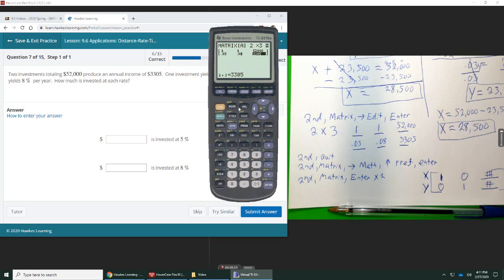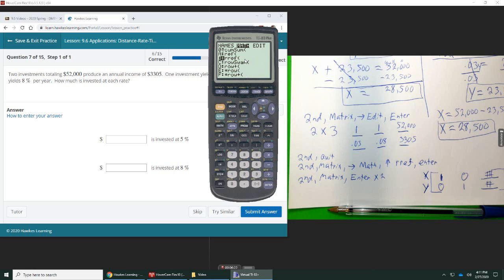So once you get all of that input, we're going to do second quit. So second and then mode, that's the quit button, to get out. We're going to go back to second matrix again. We're going to arrow over to math this time. We're going to arrow up because we get there faster. So you have to keep going until you get to RREF. Arrow up, up, up. Here's RREF.